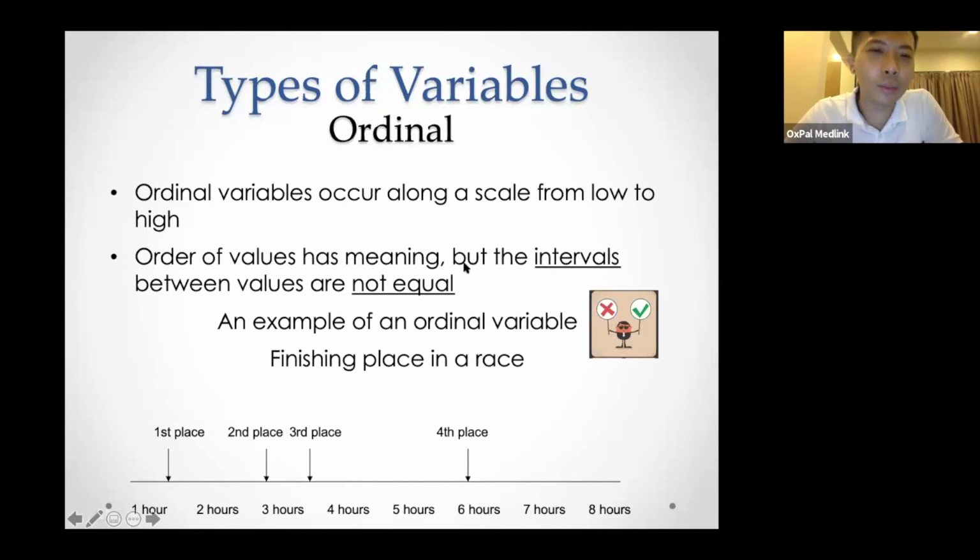Okay, that would be characteristic of an ordinal variable, meaning that the intervals between the values may not be equal. So the first may come in just above the hour, but the second place comes in very close to 3 hours. So there is a large interval or a large gap between the first and the second place. But we're not interested in the time. We're interested in whether you came in first, second, third, or fourth. This must be a very long race for it to reach up to 6 hours.